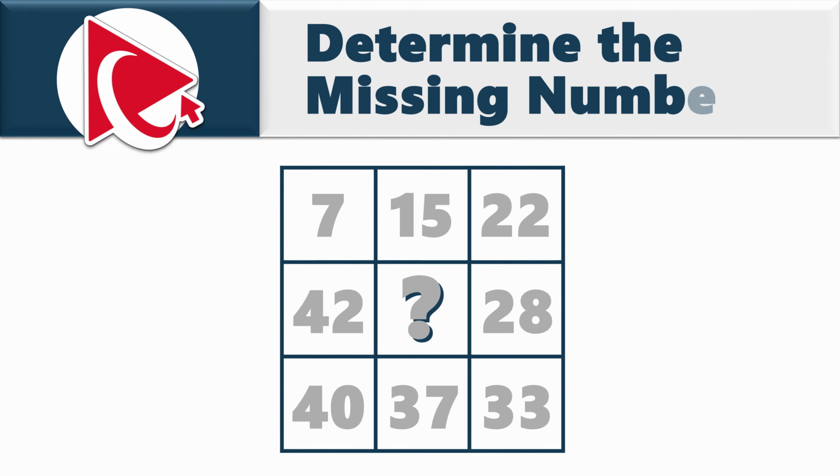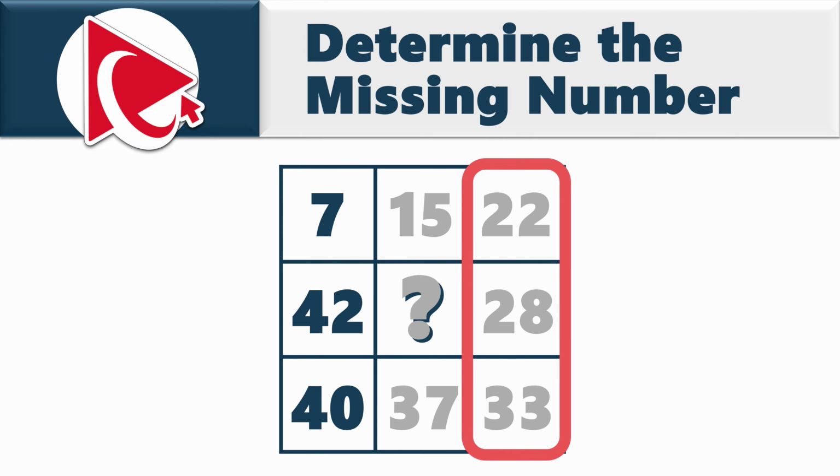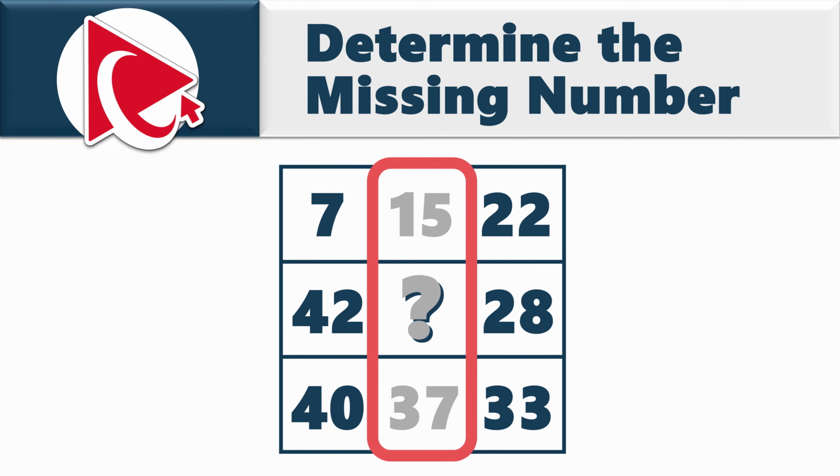You're presented with a 3x3 matrix. Each cell in the matrix has a number inside. In the left column, the numbers are 7, 42, and 40. In the right column, the numbers are 22, 28, and 33. The middle column has number 15 on the top and 37 at the bottom. And you need to calculate the number in the center of the matrix.